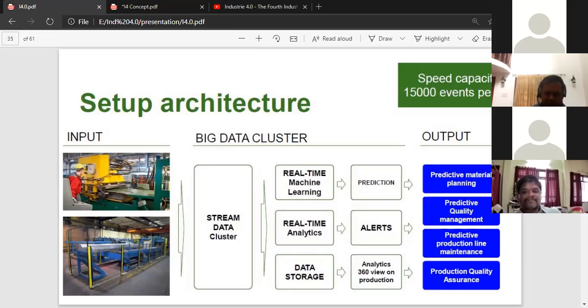You already talked in clusters or data centers. You actually import the data typically in a cloud or on-prem. Then you have machine learning, with real-time analytics, data storage, then prediction, alerts, etc. And then you can have all these outputs like predictive material planning, quality management, production line maintenance, production quality assurance. These are some of the things which come as an output.